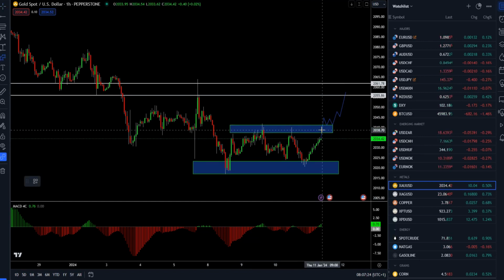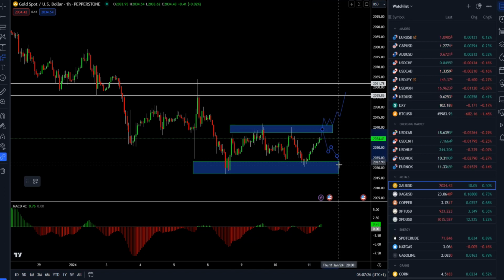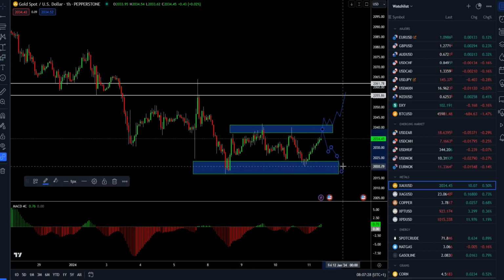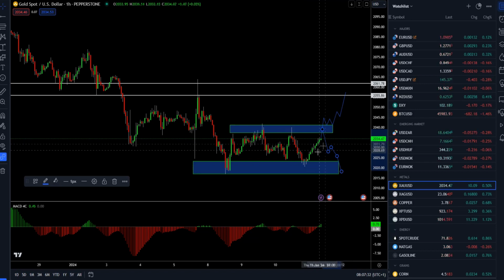Now for the downside, there is a potential for rejection back to the support zone, and as I said, support zone is around 2020 mark and 2017, so one of the scenarios is the market to rotate back and reject of this resistance if there is no volume and the power to the upside.